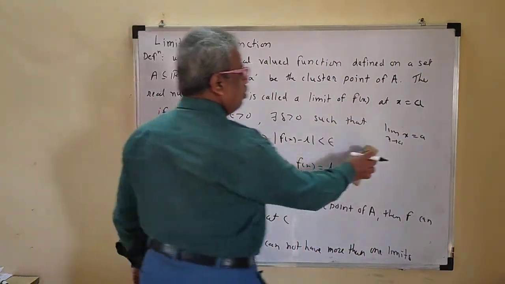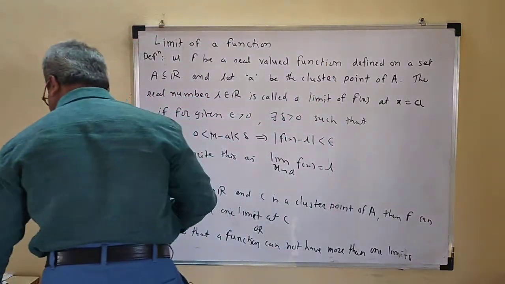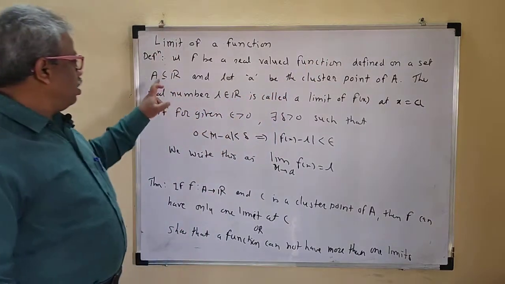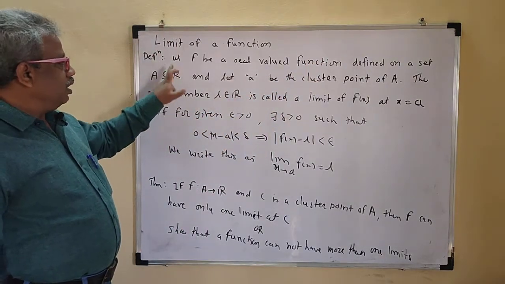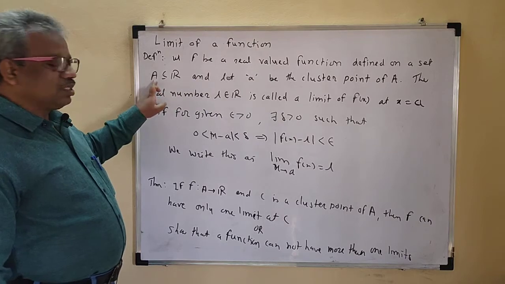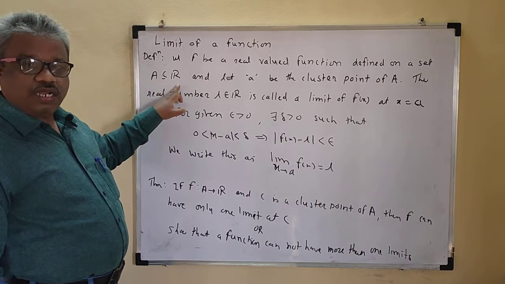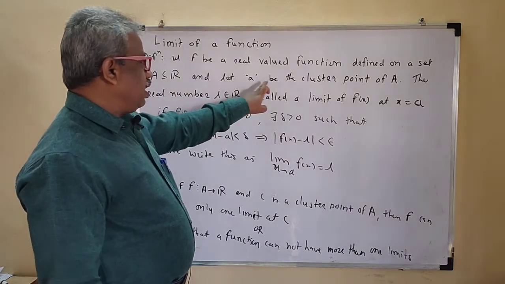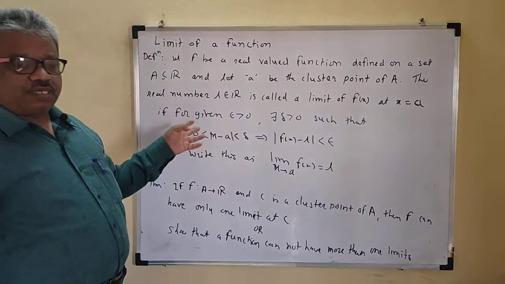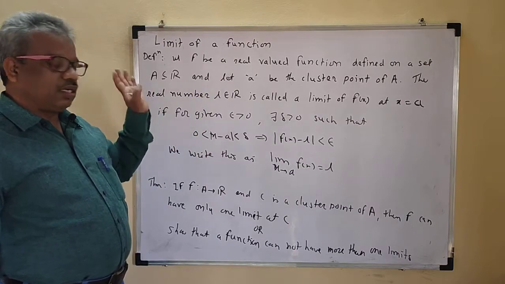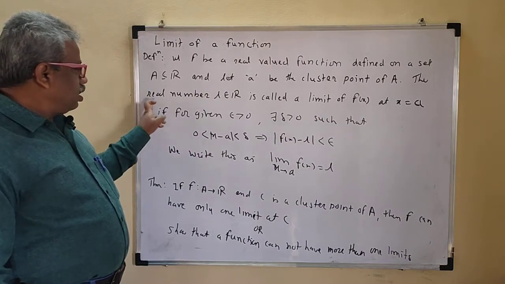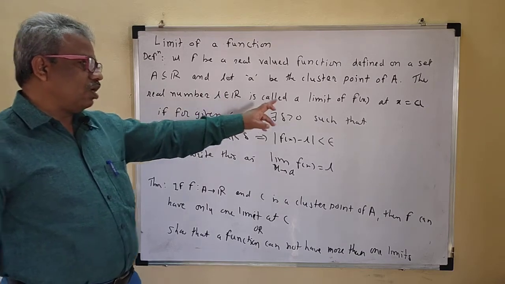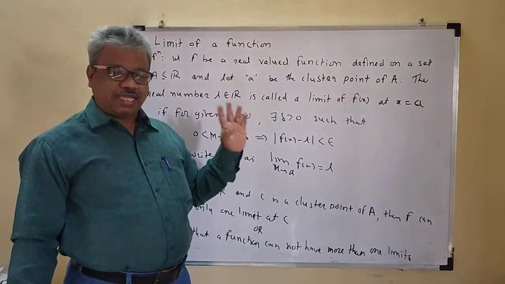Suppose f is a real valued function defined on a subset A of R. That means f is a real valued function defined on a set A, which is a subset of the set of real numbers. Suppose a is a cluster point of A. Last time we have seen the definition of the cluster point. Then the real number L belongs to R, and it is called the limit of the function f of x at x is equal to a.